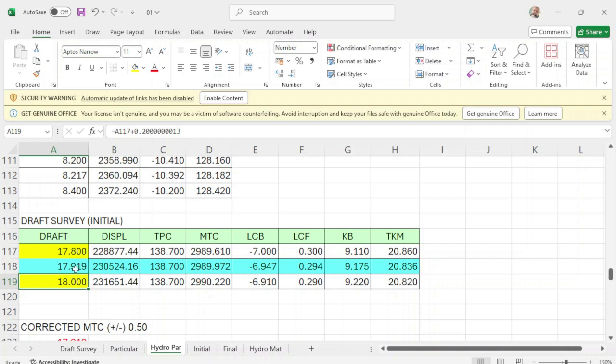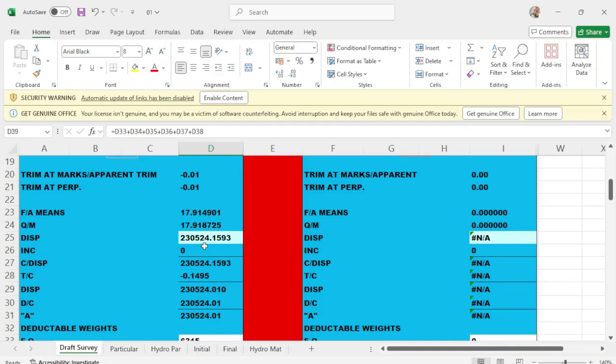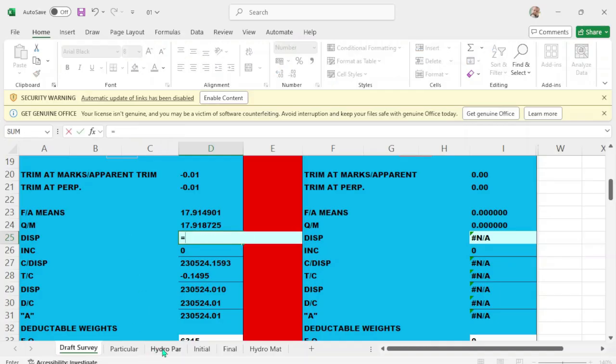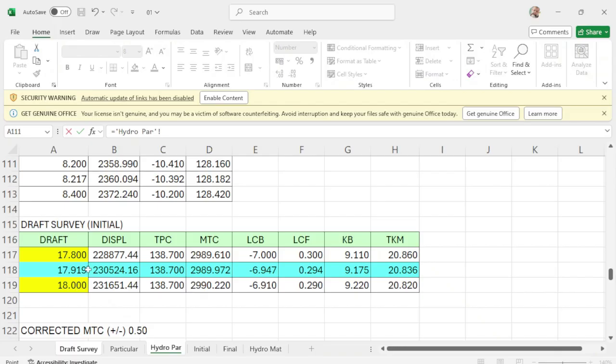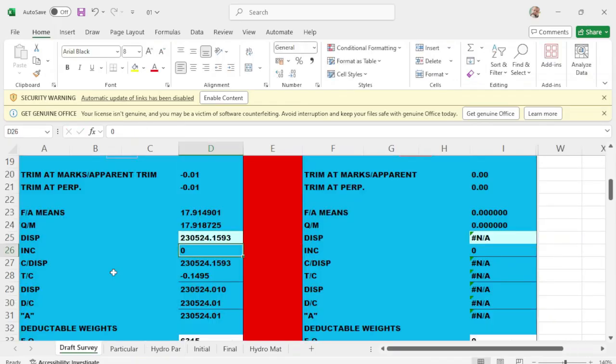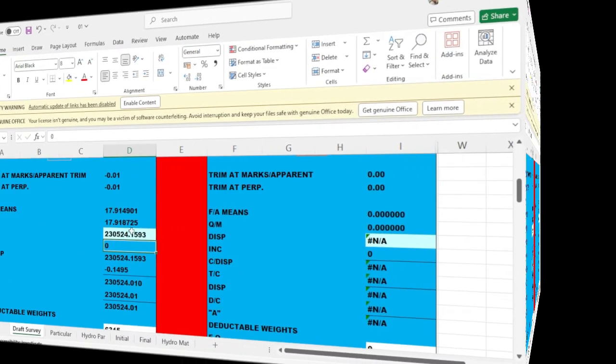So from here, you can take now your displacement, TPC, and LCF. Now go back to the draft. What is the equivalent of this quarter main? What is your displacement? So what you do is you click this one and press equal, then you go to the hydrostatic table. For this draft, look for the displacement, then click displacement, then you put enter. Then there she goes. Okay.